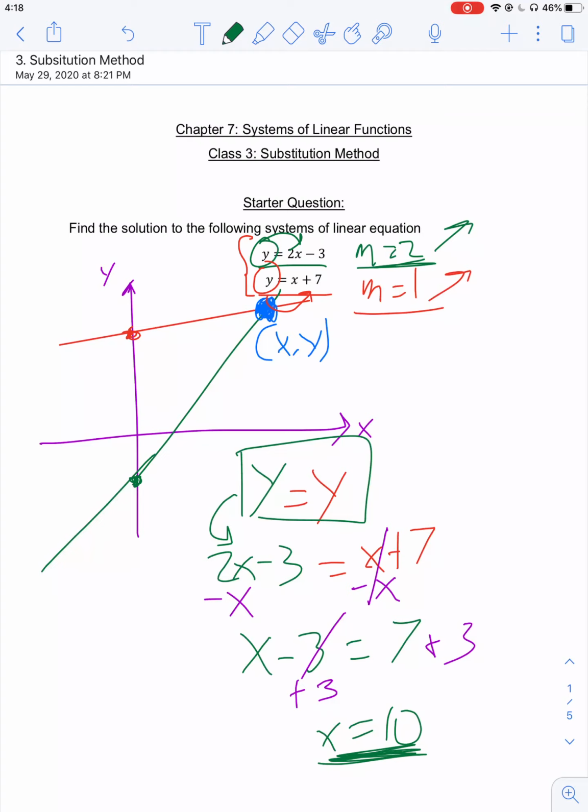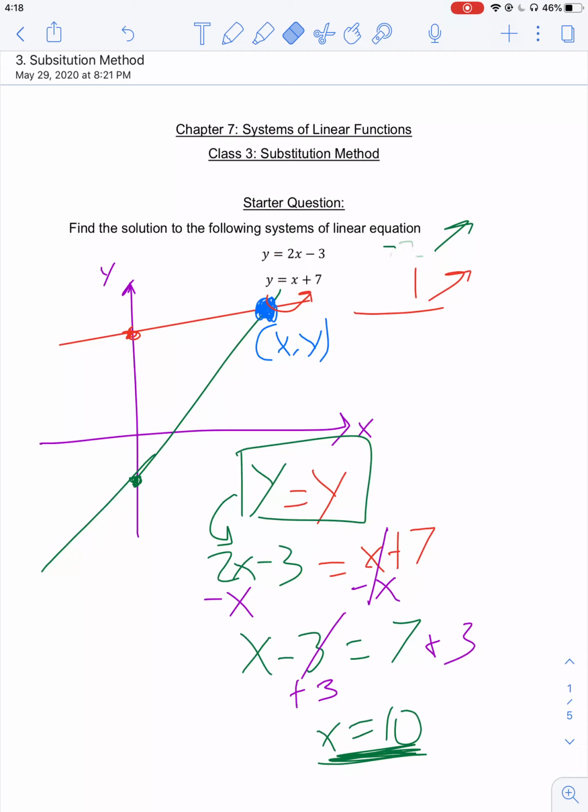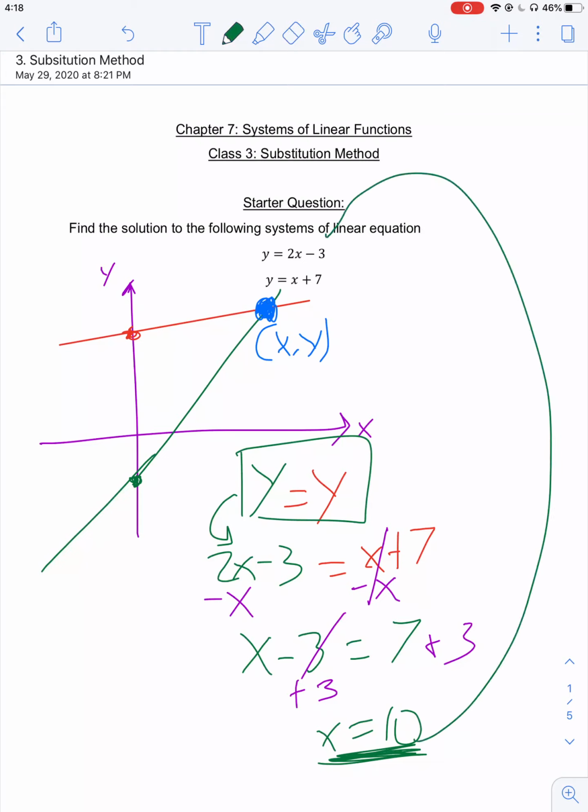Now, how do you find the y value? To find the y value, all you have to do is plug in this x value, either into this function or that one. Just replace your x value by 10 in either one of these functions. Both of them will give you the same y value. They should. If they don't, that means you made a mistake. So let's just quickly do that.